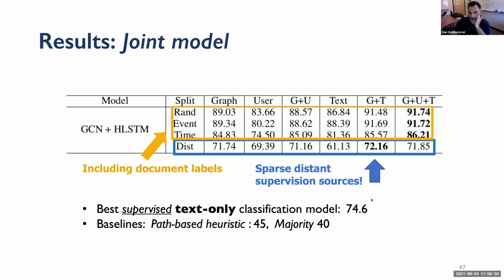Just to give context, when using a supervised model using the same text encoder that we've used here in the semi-supervised approach, the performance was under 75. So we have comparable performance to a text-only supervised system. When just relying on something like a majority vote or a path-based heuristic, just doing counting, performance is at around 45, which is better than random, but not great.